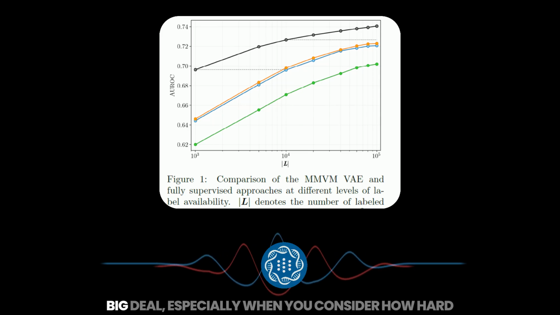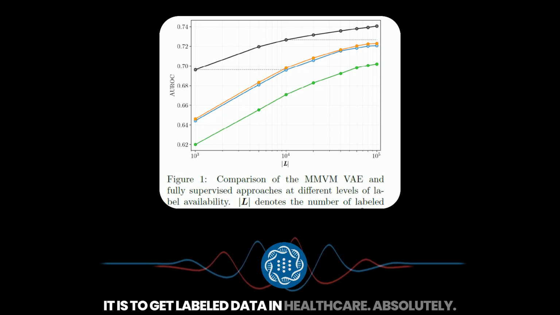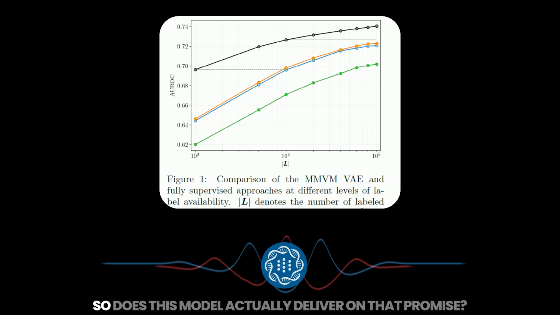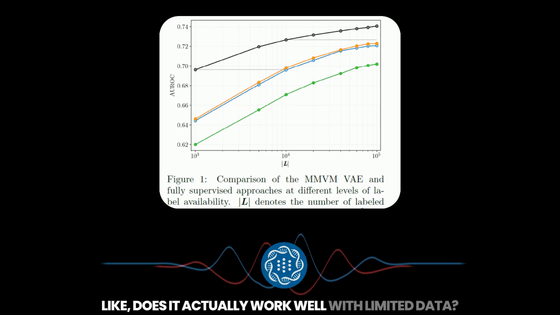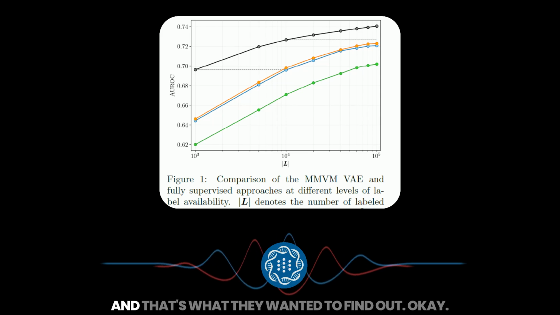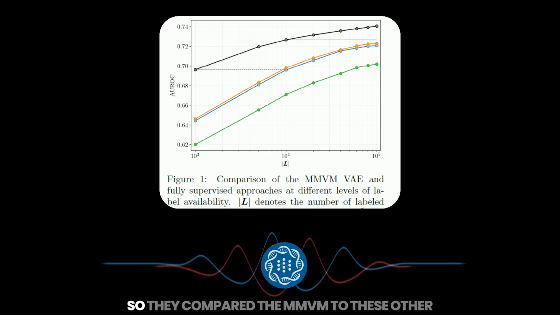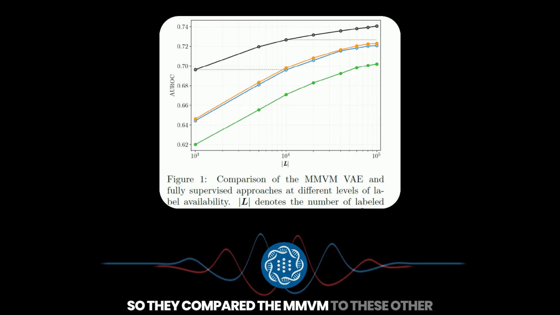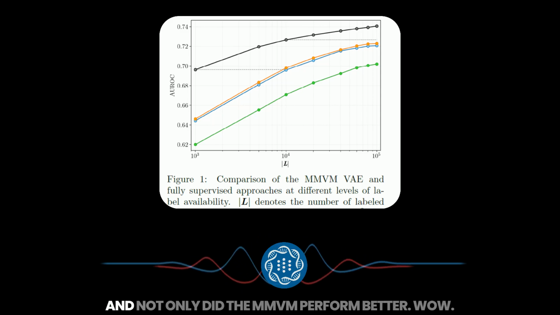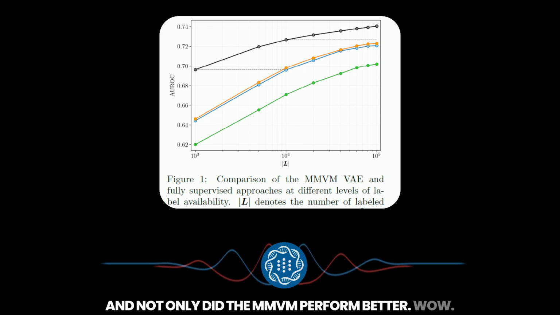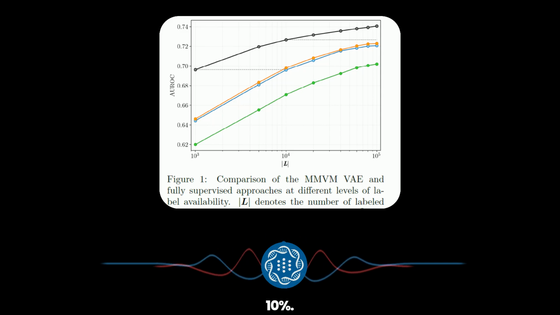That seems like it would be a big deal, especially when you consider how hard it is to get labeled data in healthcare. Absolutely. It's a game changer. So does this model actually deliver on that promise? Does it actually work well with limited data? That's a great question, and that's what they wanted to find out. The results were really promising. They compared the MMVM to these other models that need a lot of labeled data. And not only did the MMVM perform better, it did it using only 10% of the labeled data. 10%? 10%. That's amazing.